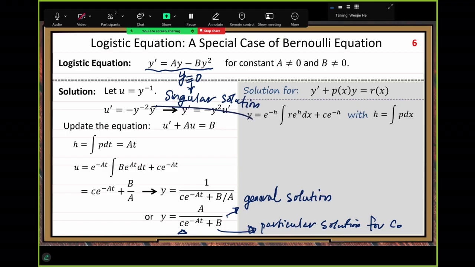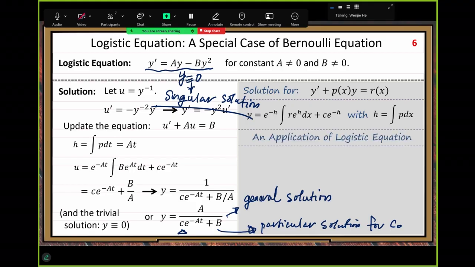So here I introduce the concept. Singular. What's the meaning of a singular solution? That's the meaning. Okay? Singular. All right. Then some comments. Because after we solve this logistic equation, we want to see, here, y equals 0.